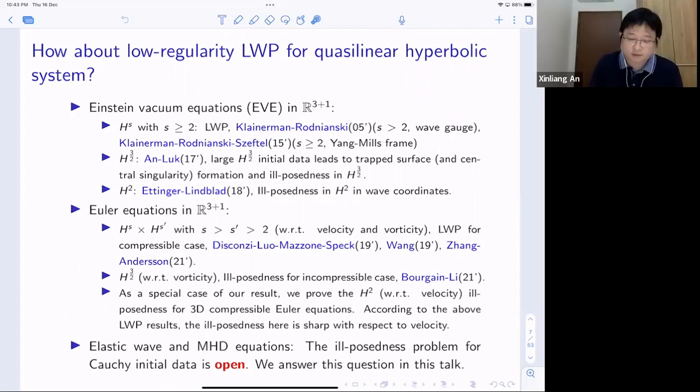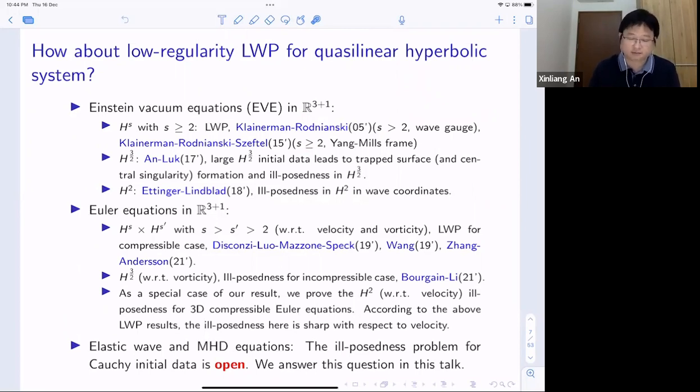So for the Einstein vacuum equation in R3 plus 1, we have another component, which is also very important. Here S equal to 2 seems something special. In R3 plus 1, for the Einstein vacuum equation, H3/2 is also a critical component, the scale critical norm. For nonlinear PDE, usually we have the philosophy that if the scale critical norm is small, we will have global well-posedness, and if the critical norm is large, then we would expect singularity formation.